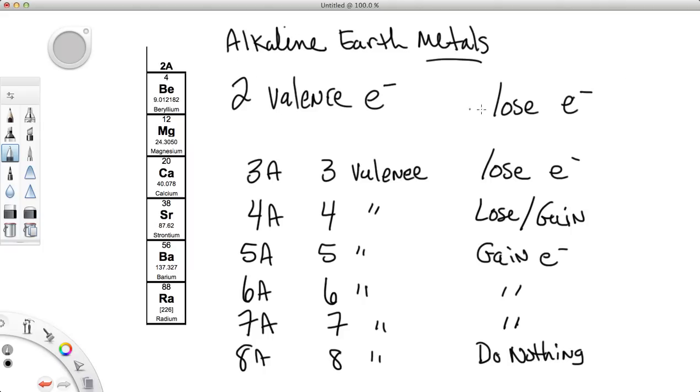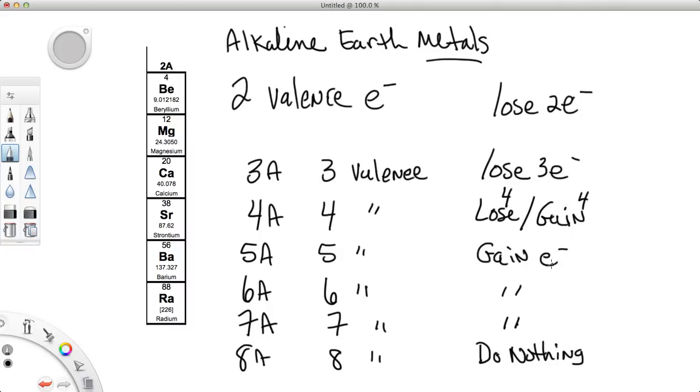If they have 2 valence electrons, like up here, the alkaline earth metals, they're going to lose 2 electrons. Down here, group 3A, 3 valence, they're going to lose 3 electrons because they want to have 8 in their outer energy level. They either want to have no valence electrons or full valence electrons. So 4A is either going to lose all 4 valence electrons or gain 4. These guys lose 3 electrons. These guys lose 2.